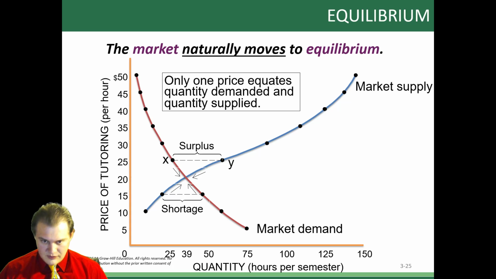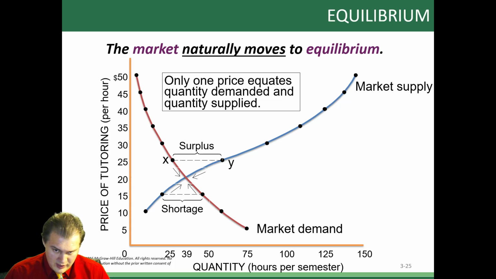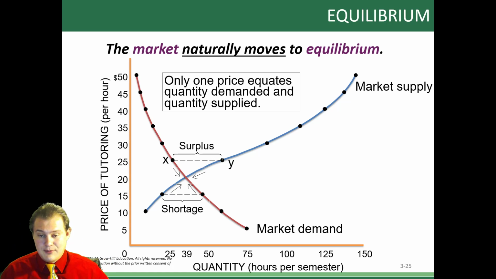Also, you can have a shortage. Let's say at $15, we look at market supply, we have about 20 people supplying and 50 people wanting it. What does that mean? That means I'm overbooked. And if I'm overbooked, I can charge more. So I start charging more for my services at that point. And there's going to be a push to move that price up towards equilibrium, which is where quantity demanded equals quantity supplied.